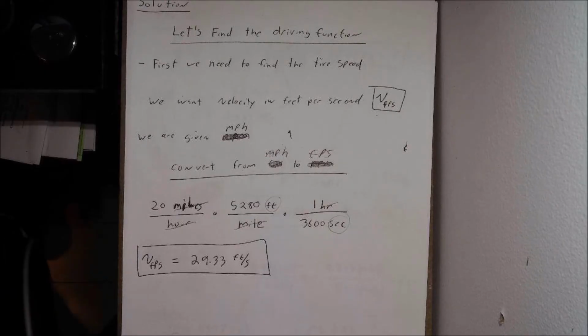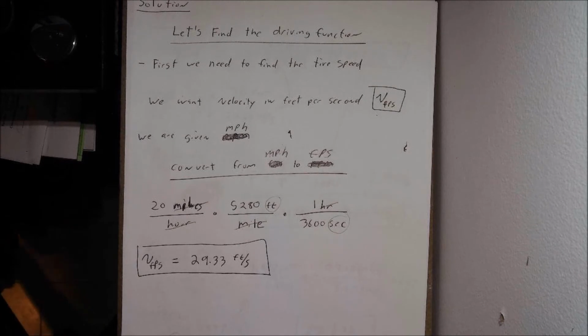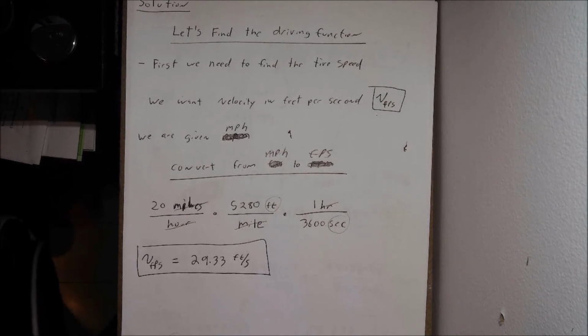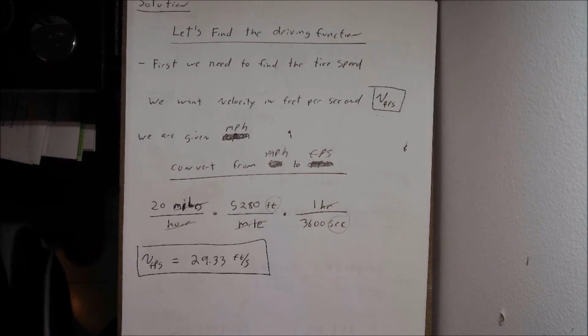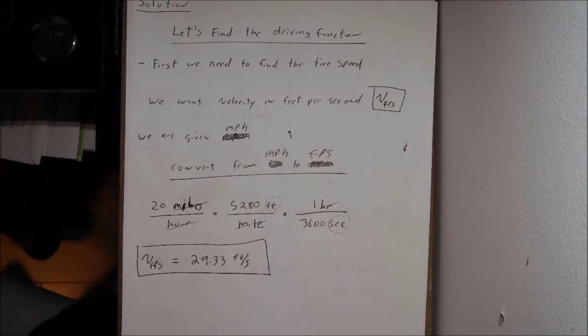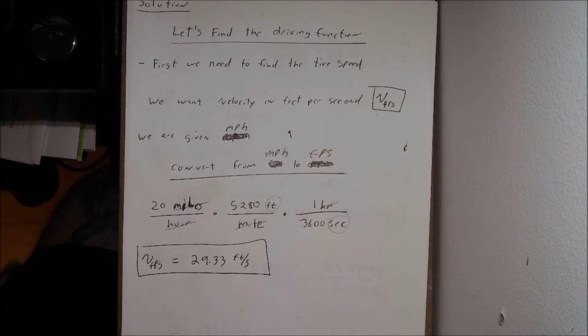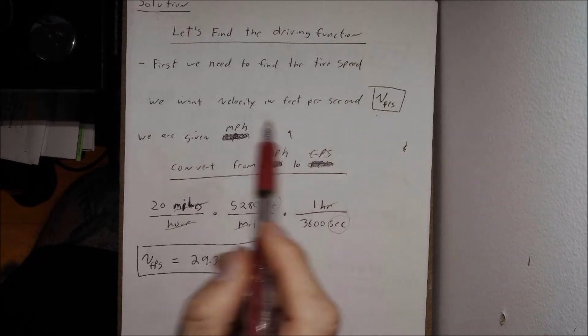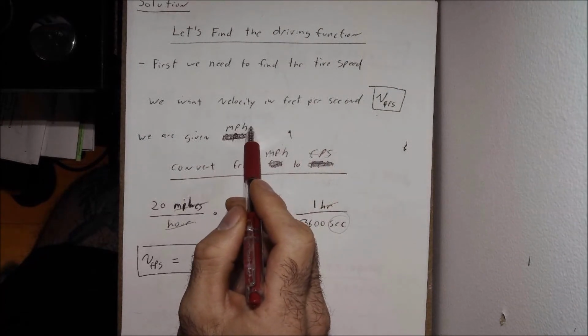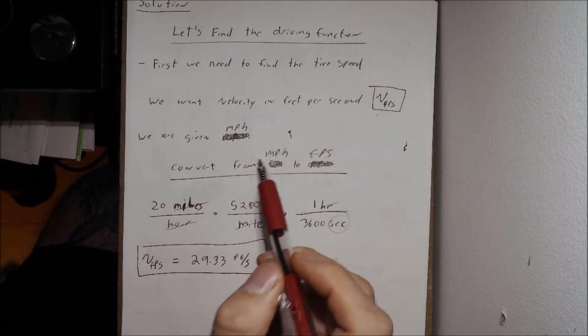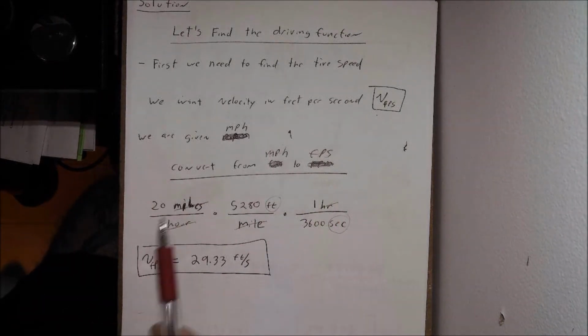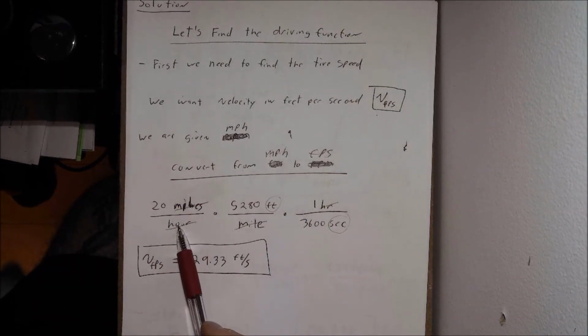So as we begin our solution, the first thing we want to do is find our driving function. In order to find this, we'll need to find our tire speed. And we want our velocity to be in units of feet per second, V in FPS, but we're given miles per hour. So if we want to convert from miles per hour to FPS, here's what we can do. We have 20 miles per hour.